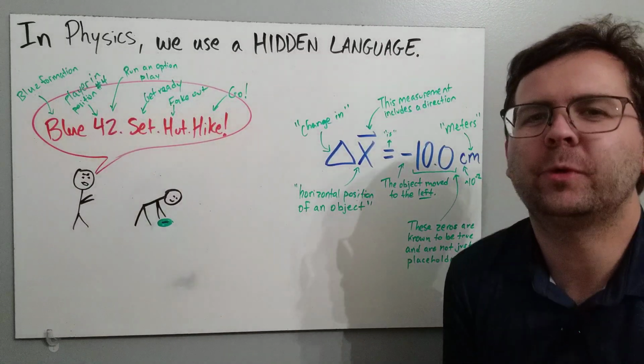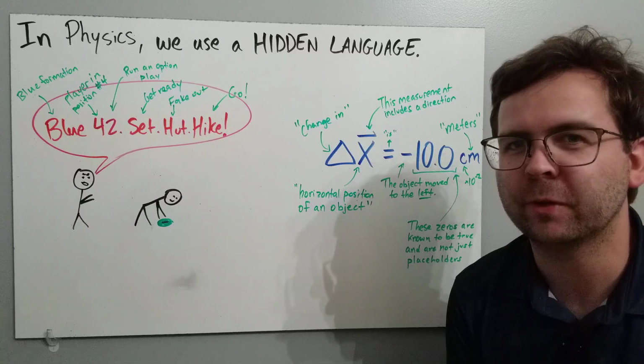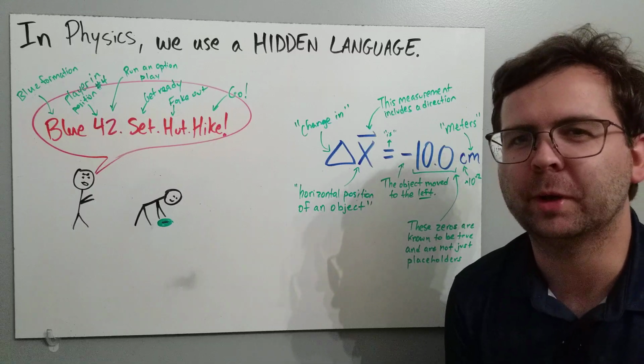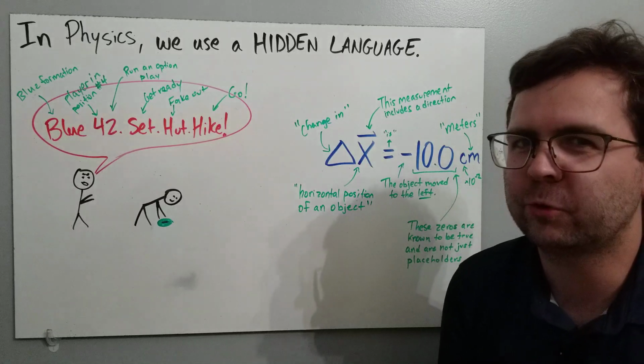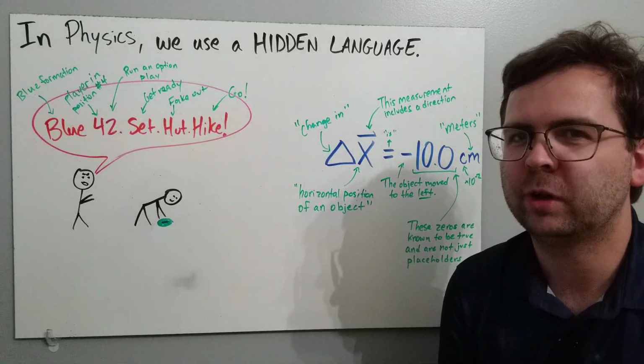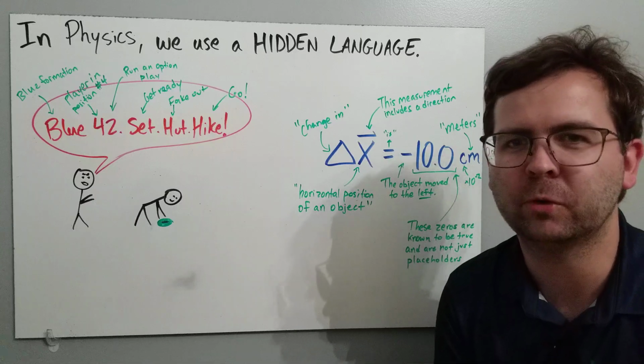Hi, this video is about the hidden language of physics and specifically about how each measurement has three traits with it. So, as I said, in physics, we use a hidden language, and it's not hidden on purpose, it's just hidden if you've never learned physics before.